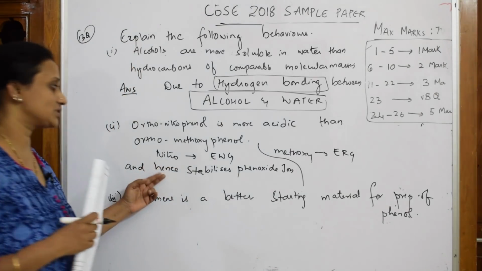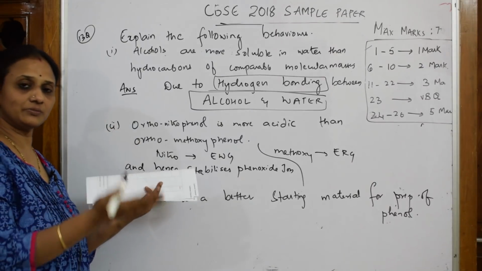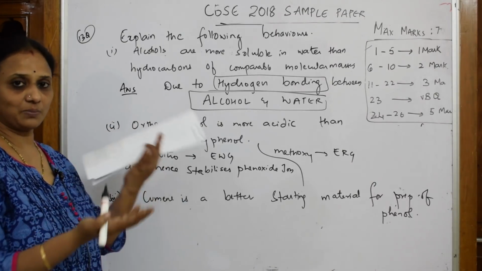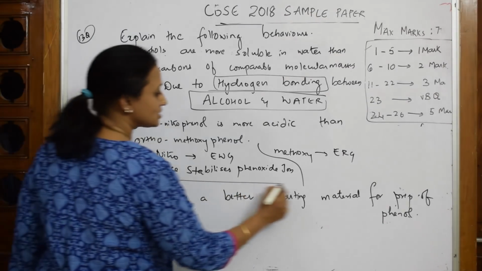But here, because of this electron withdrawing nature, it drags the electrons, and one phenoxide ion is formed, here one more. So your minus and plus. So this will stabilize the phenoxide ion. So this is your key answer which you should write.